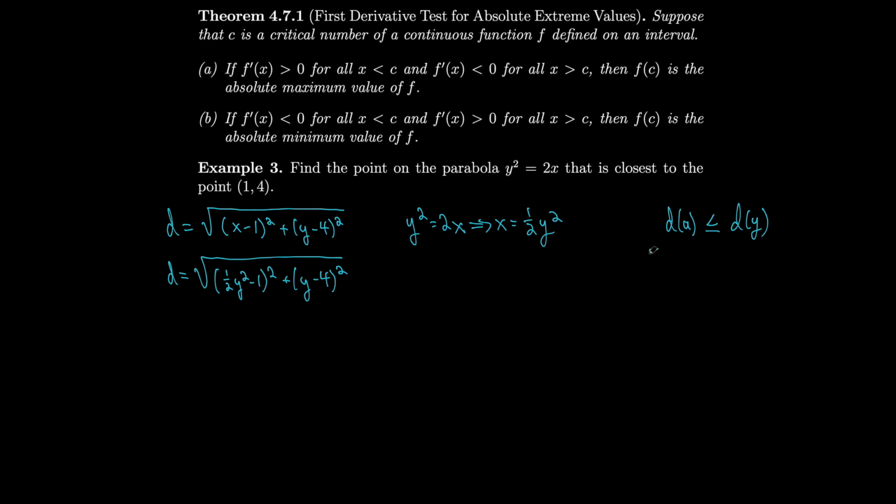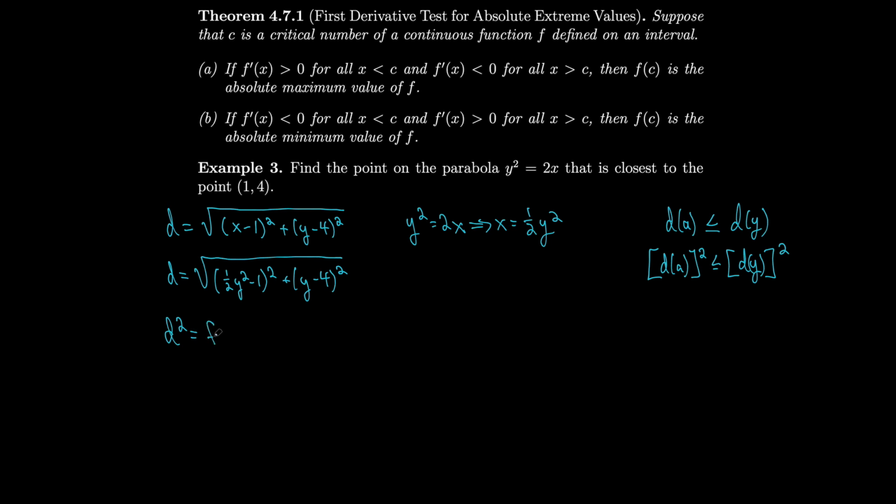If we square both sides, we see that d of a squared must be less than or equal to d of y squared, which means that d of a squared is a minimum value for d of y squared. So that means we could find the minimum value for the original function if we look at the minimum value of the squared function. They will occur at the exact same value, they both occur at a. So instead of looking at d with that stupid square root, how about we look at d squared?